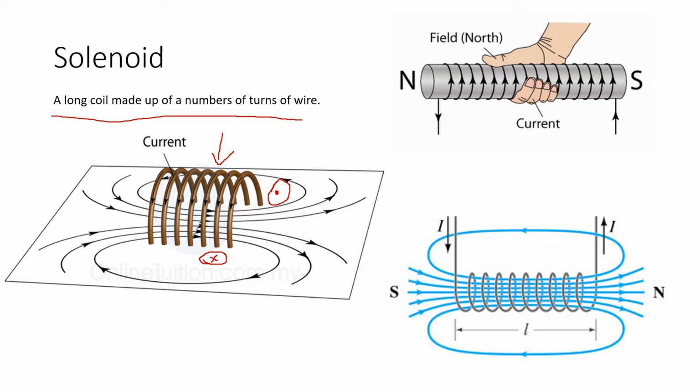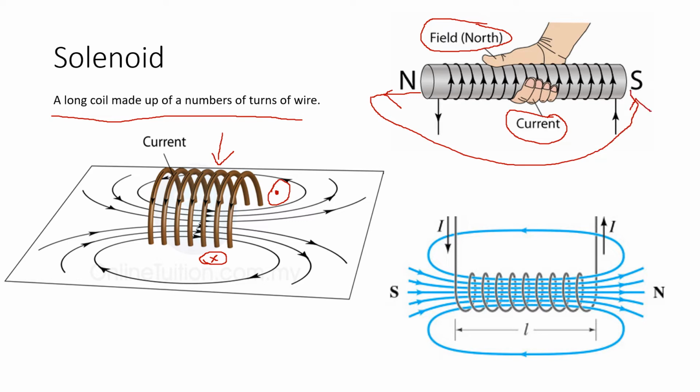Here the grip represents the current, and the thumb represents the north pole. So here at the north pole, the magnetic field starts to generate from the north pole to the south pole. It still applies to the magnetic field and the current, but here we change the current as the grip and the thumb as the magnetic field, which determines the north pole. For solenoid we apply the right hand grip rule to determine the north pole or south pole.